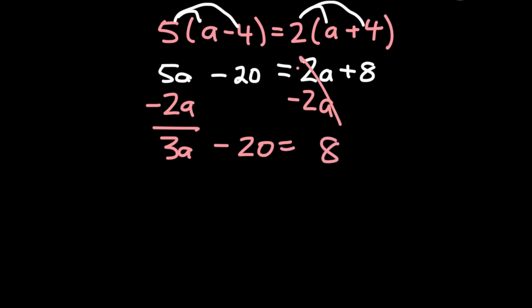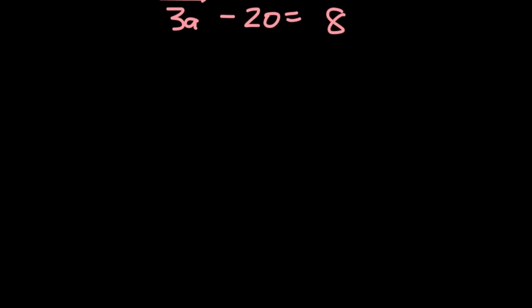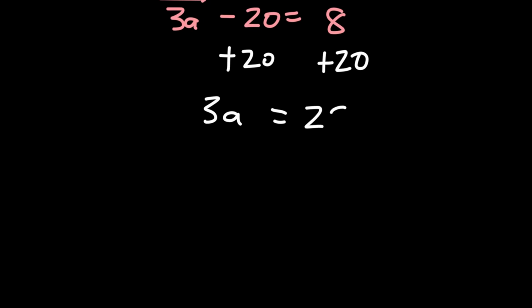And now we've got a two-step equation. So from there, 3a take away 20 equals 8. We're going to plus 20 to both sides. And we get 3a equals 28.